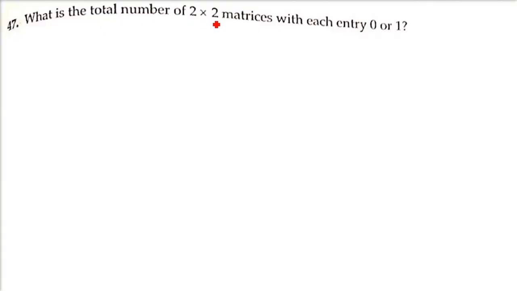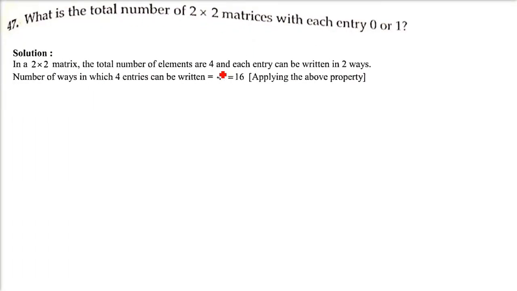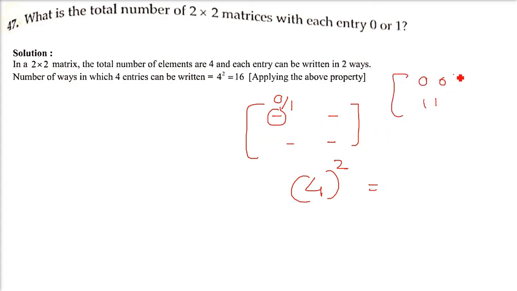What is the total number of 2 by 2 matrices with each entry 0 or 1? Now this is a 2 by 2 matrix. There are 4 elements. Every element can be either 0 or 1. So 2 to the power 4, it is going to be 16. Okay, I hope you got the idea. 0, 0, 1, 1, 1, 1, 0, 0, 1, 1, 0, 1 like this. There will be 16 combinations.